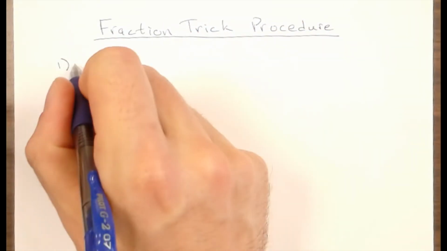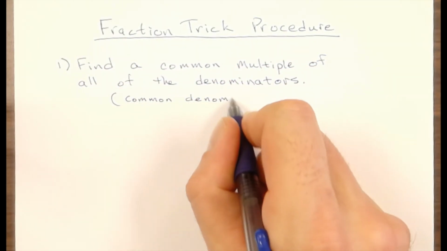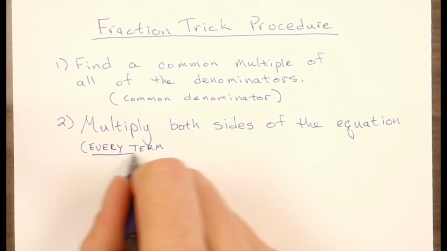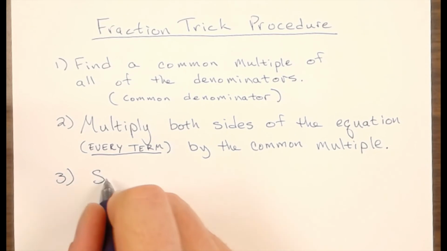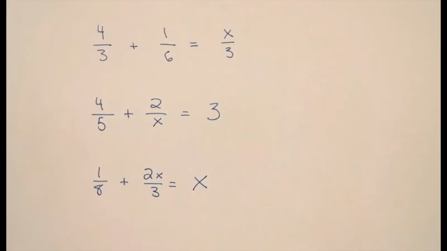Quick reminder of the procedure once again. We're going to find a common multiple of all of the denominators. We're going to multiply every term on both sides of the equation by that common multiple, and when we simplify, we'll enjoy a nice fraction-free equation.